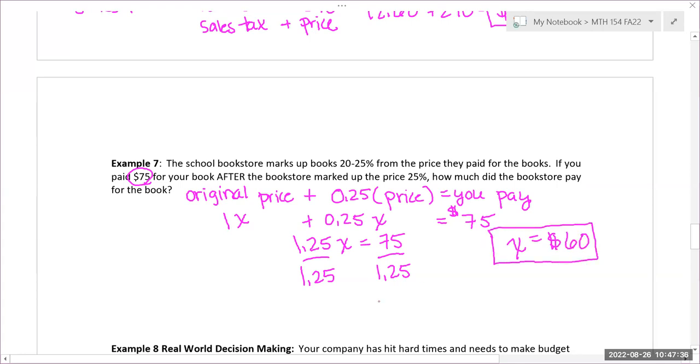And we should be able to check our work. 60 plus 0.25 of 60 is 60 plus 15, which is 75, and we are good.